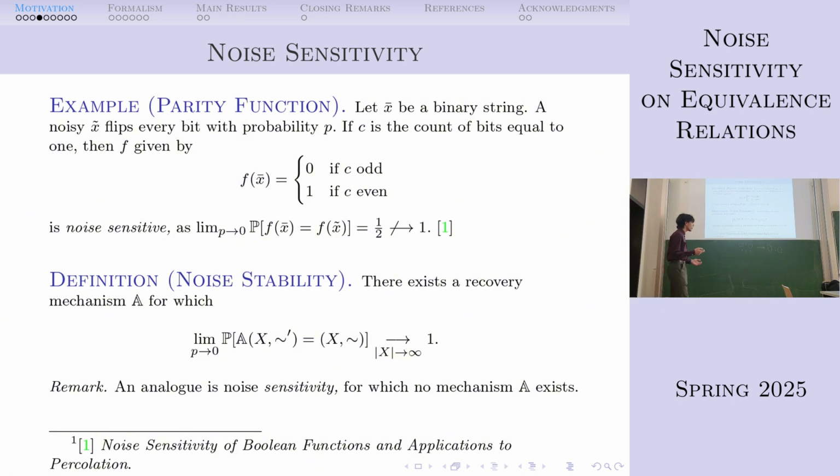And an analog is just, if you don't have a mechanism, if you don't have an algorithm with which you can recover these equivalence relations, we say that this equivalence relation is not going to be noise stable, it's going to be noise sensitive. But in this thesis, we will show that it is not the case.